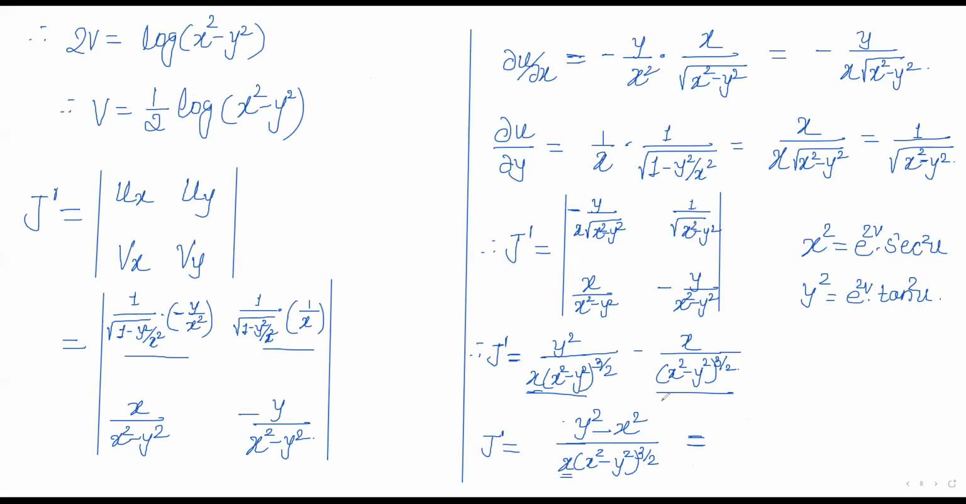See, when we make the denominator the same, we multiplied by x here and here also by x. Okay, then now here y square is e raised to 2v into tan square u minus x square is e raised to 2v into sec square u, divided by x, that is e raised to v into sec u, and in bracket x square minus y square.